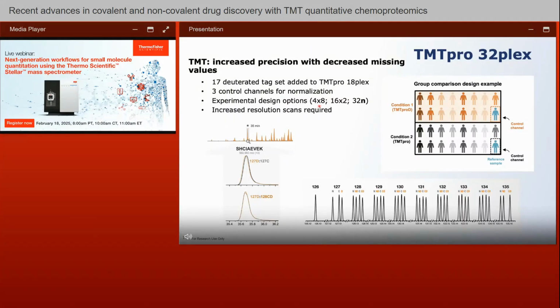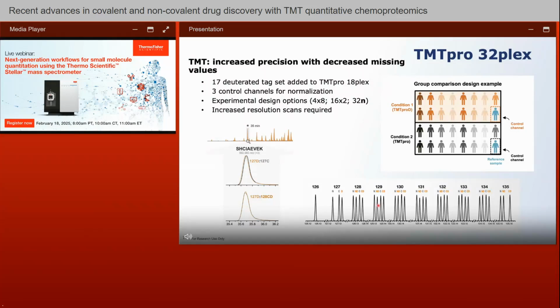We've also used this opportunity to evaluate the recently released 32-plex reagent from Thermo, where the original TMT Pro 18-plex capability was expanded by adding a set of 17 deuterated tags to the original 18-plex. At the bottom of this slide, you can see the reporter ions for this 32-plex, and you can see that the peaks are closer to each other compared to the standard 18-plex, and as a result you need twice as much resolving power to be able to resolve all these reporter peaks.